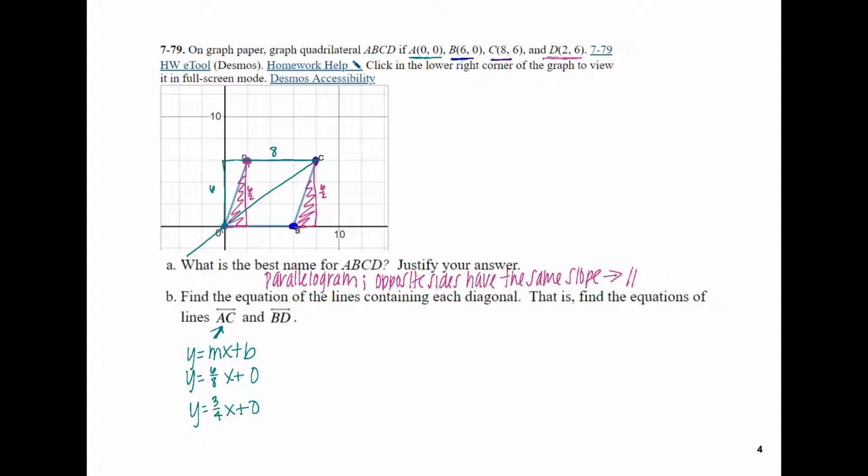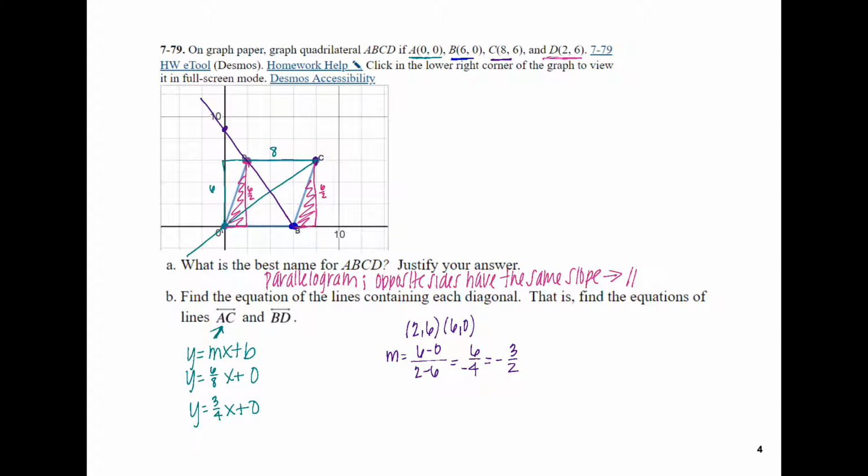When we look at line segment BD, if we draw our line using a ruler, it appears that our y-intercept is 9. But we can also use 2 points, which we know our two ordered pairs are 2, 6, and 6, 0. We can first find our slope by using change in y, 6 minus 0 over change in x, which gives us a slope of negative 6/4, which reduces to negative 3/2.